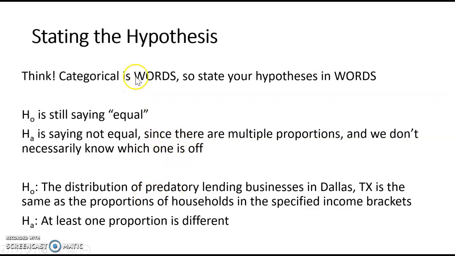So we actually are going to state these in words. Notice, since we're dealing with categorical variables, we're going to state our hypotheses in words. And there's another way to say it down here. Basically, for this particular problem, we could say the distribution of predatory lending businesses in Dallas, Texas is the same as the proportions of households in the specific income bracket. So remember, we're saying that they're equal by saying they're the same, the same thing we've been doing for H0 the whole time. And HA is saying that they're different. Now, we wouldn't necessarily know which category was different, so we would simply say at least one proportion is different.